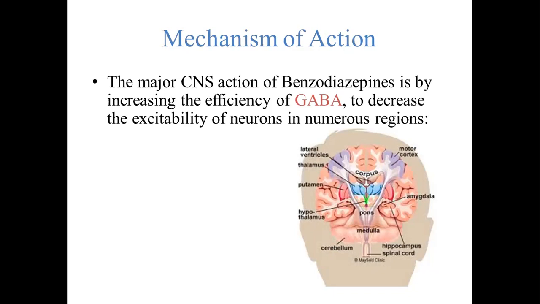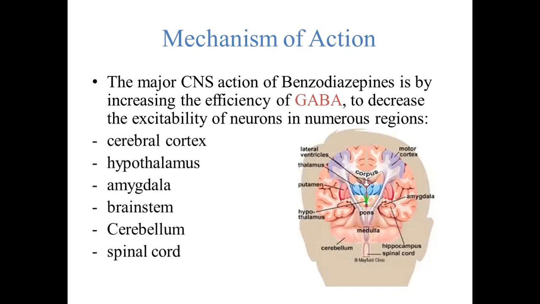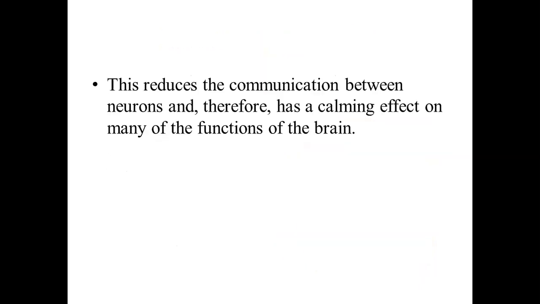Now, the major CNS action of benzodiazepines is by increasing the efficiency of GABA. Whenever the efficiency of GABA is increased, there is an increased inhibitory action, which is very useful to decrease the excitability of neurons in the nerve regions. These regions include cerebral cortex, hypothalamus, amygdala, brainstem, cerebellum, and spinal cord. This is where the benzodiazepines work. So what it does is, it reduces the communication between neurons and therefore has a calming effect on many of the functions of the brain.